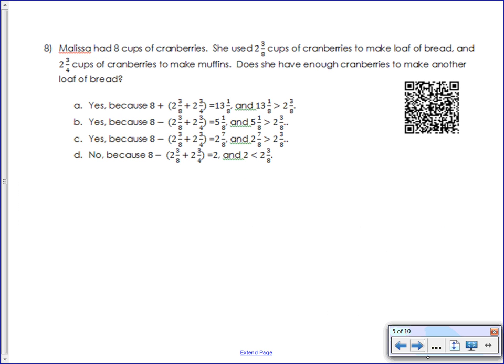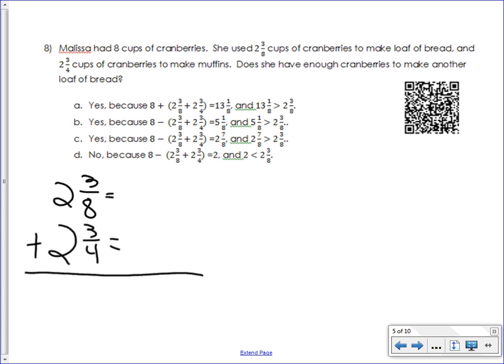Number 8, Melissa had 8 cups of cranberries. She used 2 3/8 cups of cranberries to make a loaf of bread, and 2 3/4 cups of cranberries to make muffins. Does she have enough to make another loaf of bread? Okay, so what you're going to have to do first is find a common denominator, because we want to add together what she used, and then we're going to subtract that from the whole. So you have 2 3/8 plus 2 3/4. Here, your common denominator is 8. And if you need to check again how to find a common denominator, you write out the multiples of each number, and your lowest common multiple is your lowest common denominator.